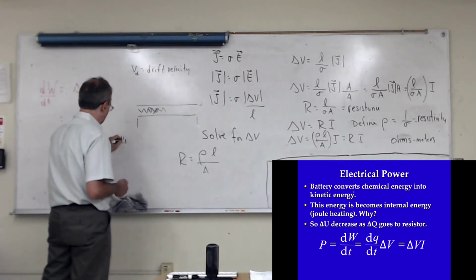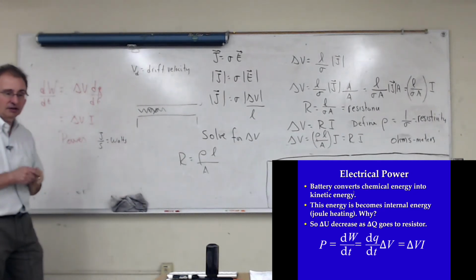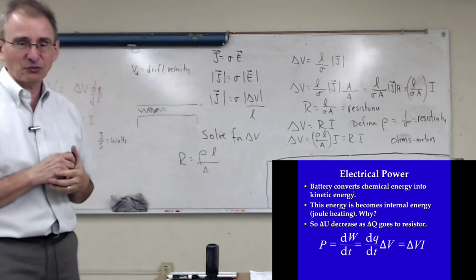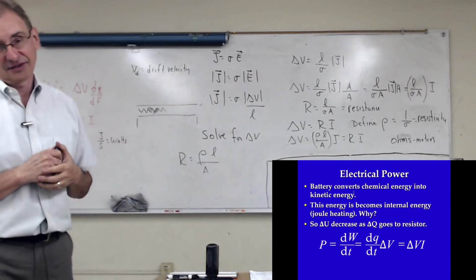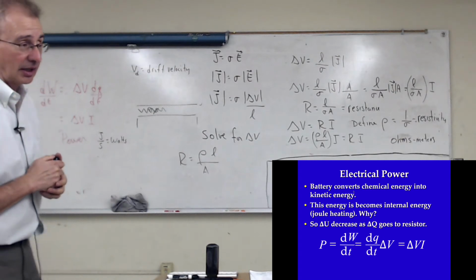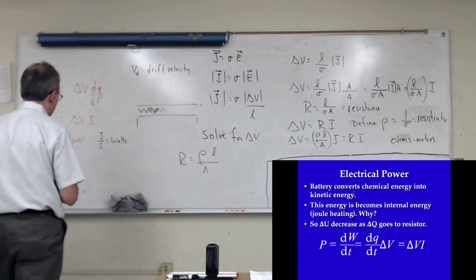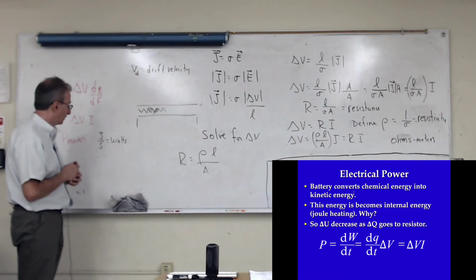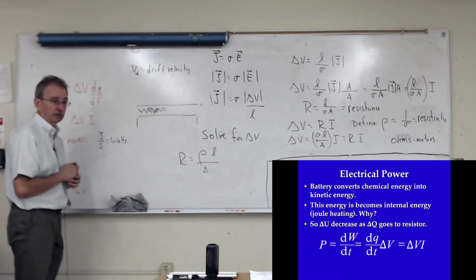All right, your light bulbs are rated in watts, right? Aren't your light bulbs rated in watts? Yeah. And so that tells you how much energy per unit time is being used up by the bulb. Okay, and it's basically delta V times I.